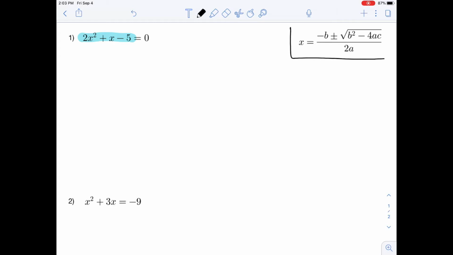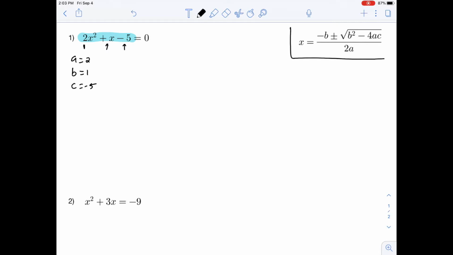If it's not, you want to go ahead and set it equal to 0 and get it in standard form. So looking at what we have, the a term comes from the coefficient in front of the x squared. So a is equal to 2 for this problem. b comes from the coefficient in front of the x term. So b is equal to 1. We know there's a 1 there, even though it's not written. And then c is the constant term. So here c is equal to -5. So we're going to go ahead and plug those values into the quadratic formula.